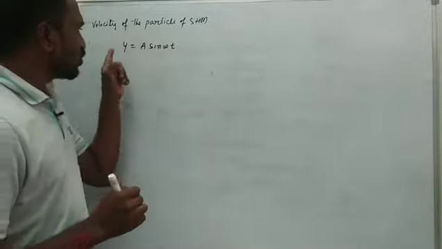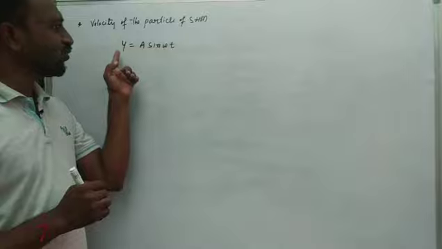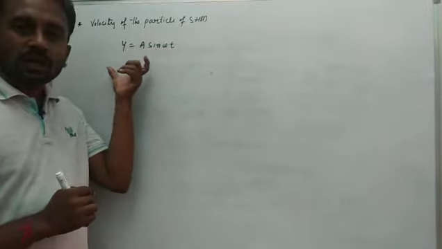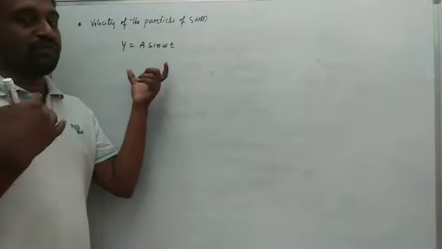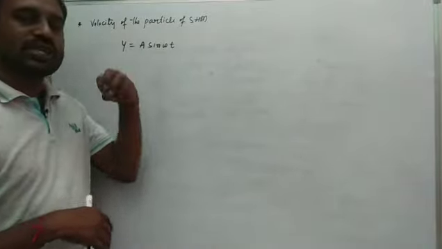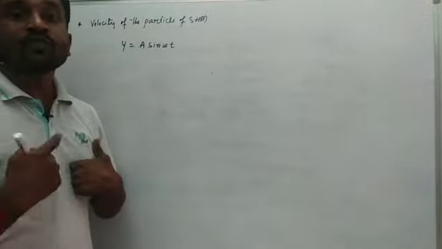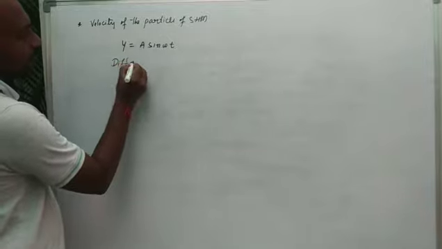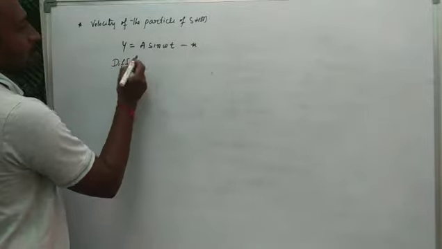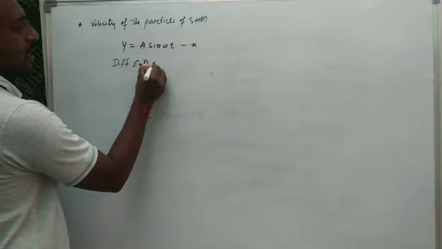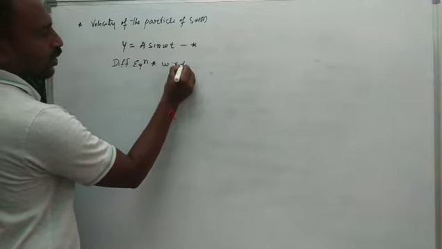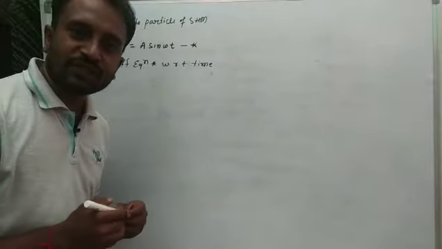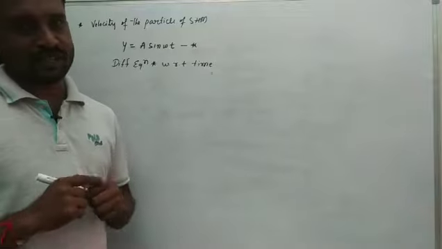The same way, the displacement of a particle of SHM is y equal to a sine omega t. So we differentiate this equation with respect to time, then we get the velocity. It means displacement changes with respect to time, so we differentiate equation star with respect to time and get the velocity of the particle.